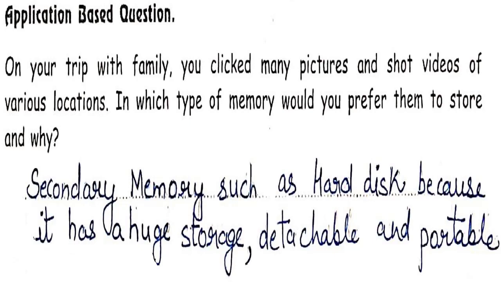Now the last question is an application based question, and the question goes like this. On your trip with family, you clicked many pictures and shot videos of various locations. In which type of memory would you prefer to store them and why? Hence the answer is, as we have studied in this chapter, the permanent memory is secondary memory, and the pictures of family are very important for us, so we will store all these pictures and videos in secondary memory.